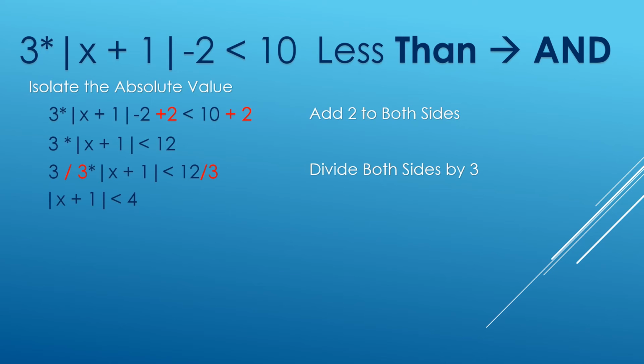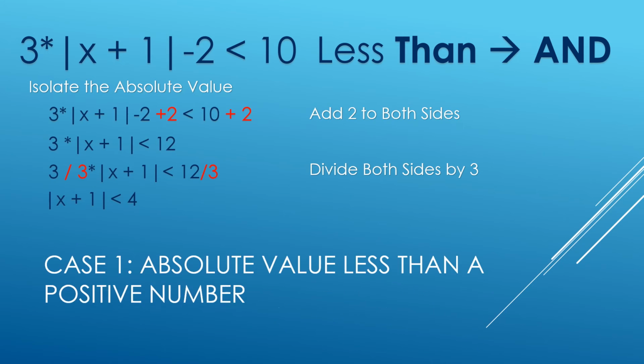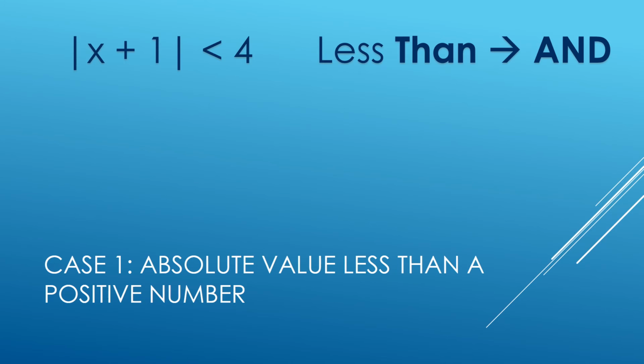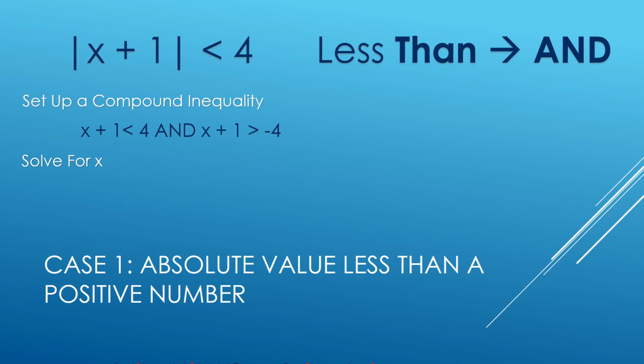Okay, again, it's less than, so it's going to be an and statement. It's going to be case 1, the absolute value less than a positive number. Okay, so the first thing you have to do is set up the compound inequality. Remember that we're going to be using these 2 inequalities, and we're going to be solving them for x. So we can do them at the same time. The first thing we want to do is subtract 1 from each side of each inequality. And we'll get x less than 3 and x greater than negative 5.